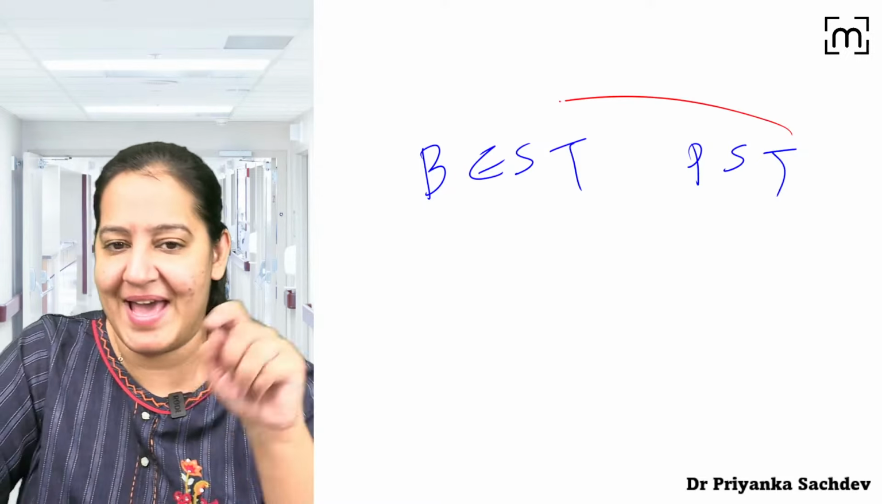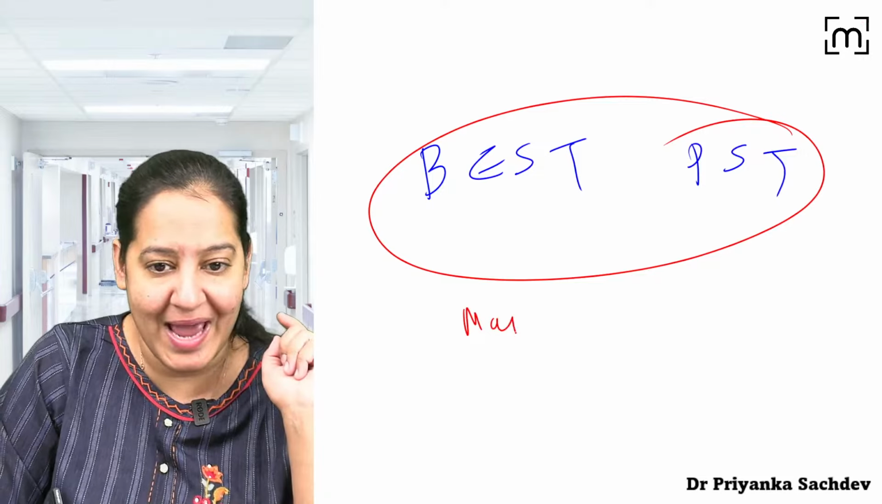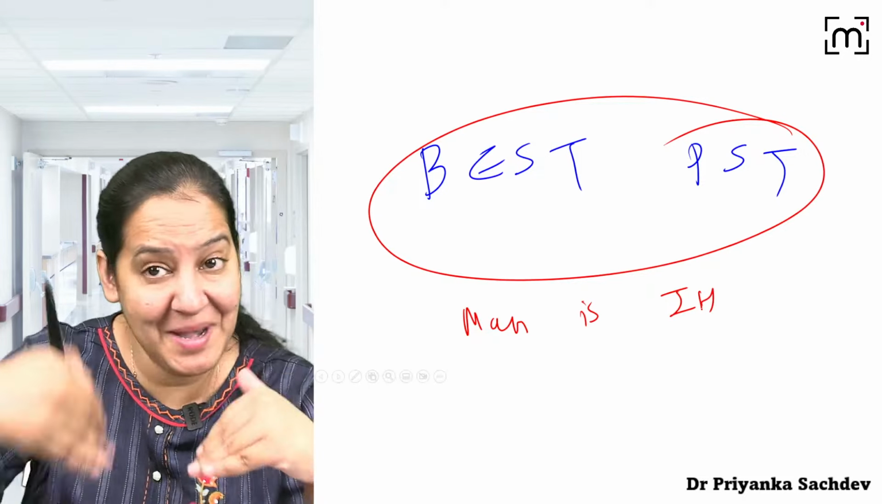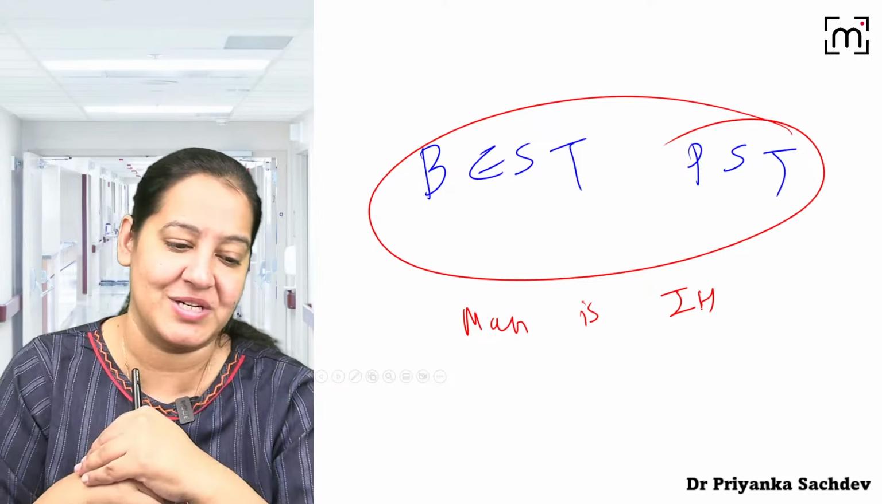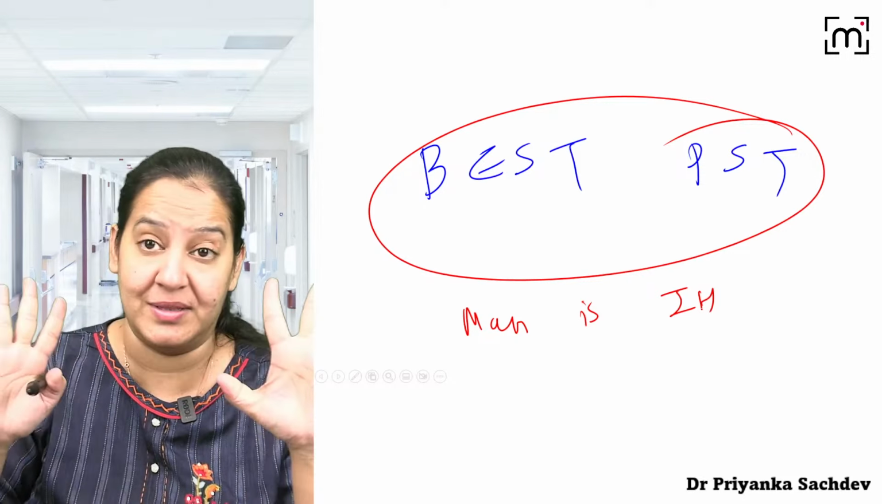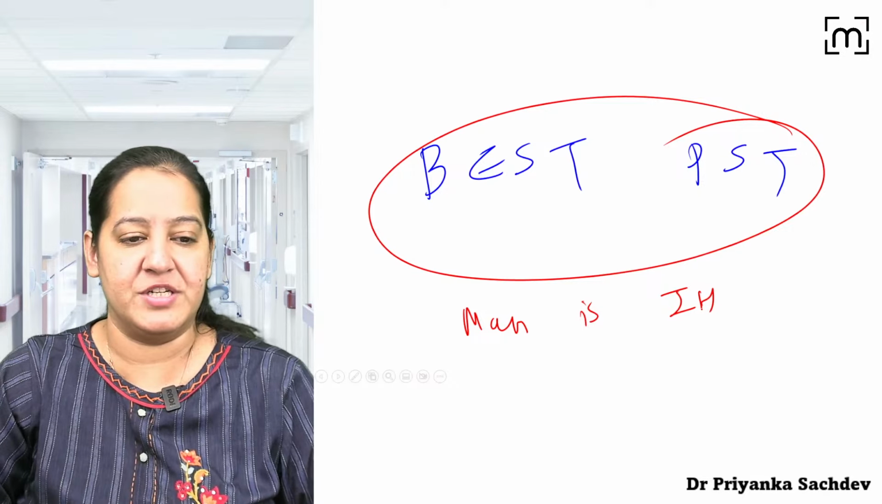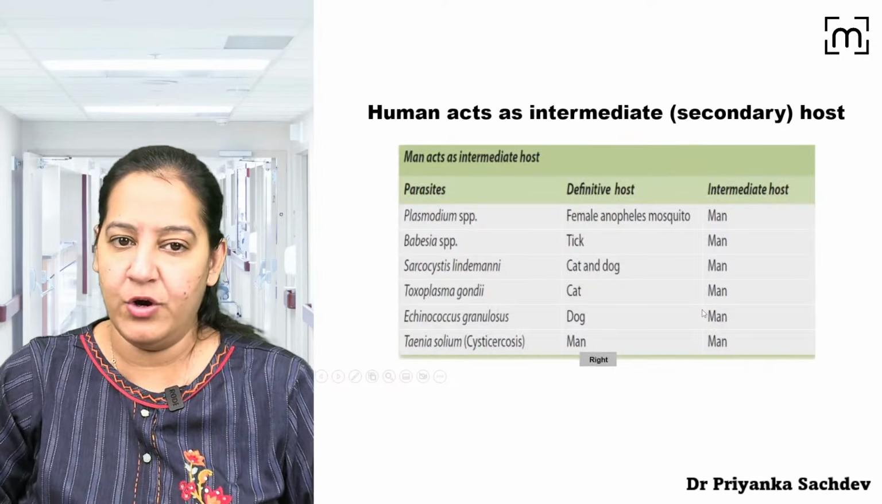So in BEST PEST, man or human is the intermediate host, not the definitive host. Learn the full form. You will get one question on this. It's a high probability. So many times the question is repeated on this. Can we go ahead?